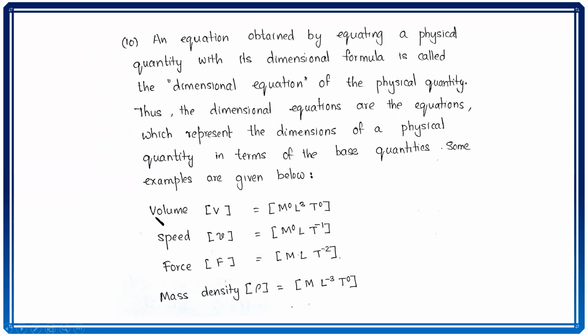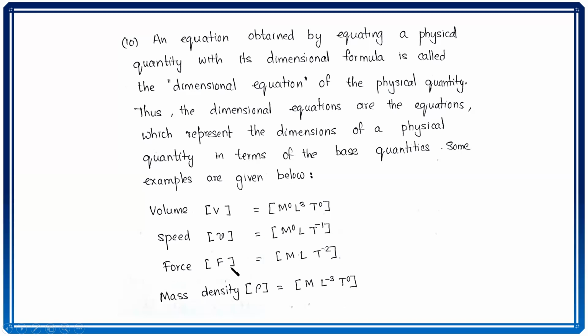For example, here I wrote volume V on the LHS, and its dimensional formula M0 L3 T0. Both are equated with the equal to symbol, and this is called the dimensional equation for volume. Similarly, speed, represented by the letter V, is equal to M0 L1 T to the power of minus 1. Both are equated with the equal symbol. This is the dimensional equation for speed.